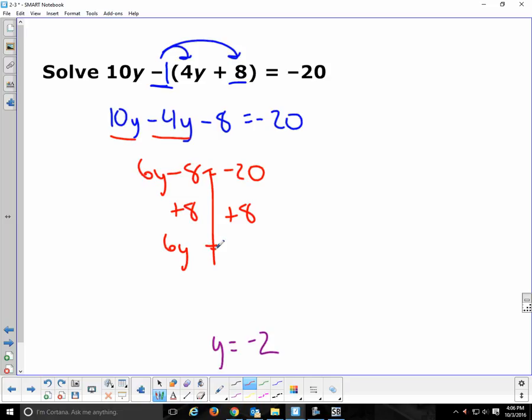6y, I haven't touched the 6 yet. -20 plus 8 is -12. And if I divide both sides by 6 to isolate the variable, I get that y equals -2. And that's how that one was done.